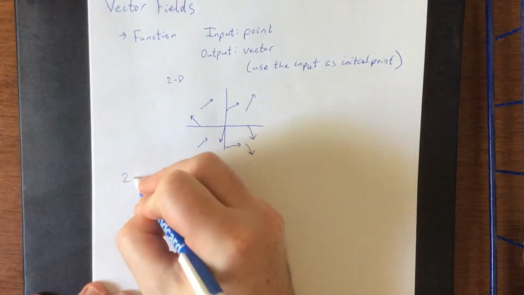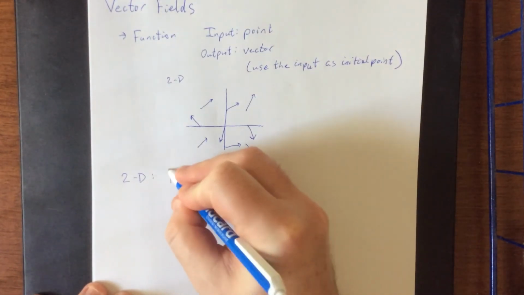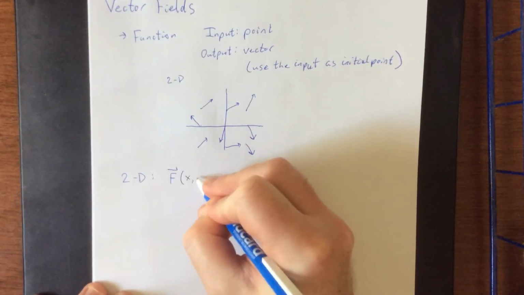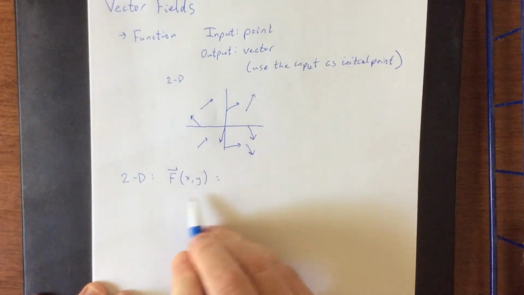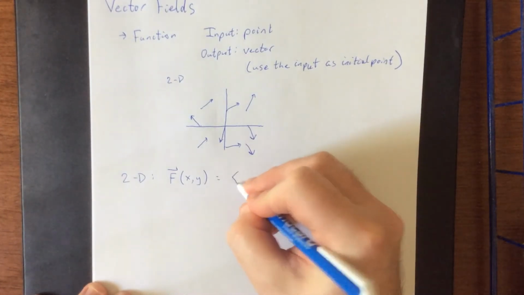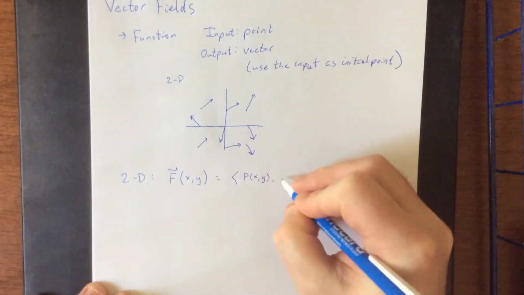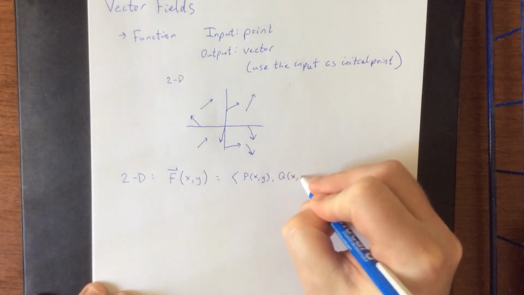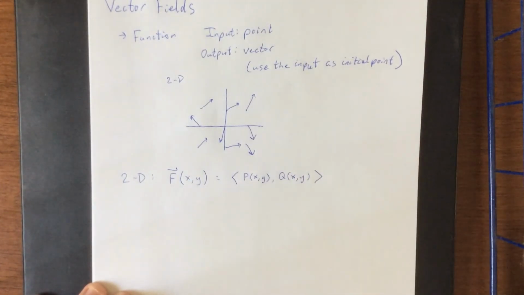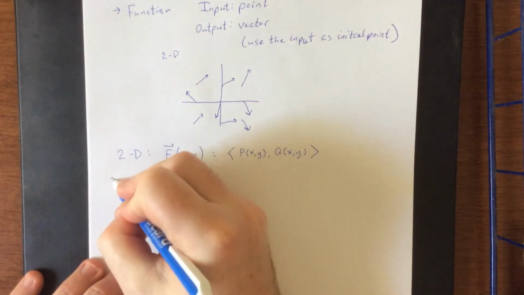Now, the way that a 2-dimensional vector field is going to look, we typically use capital F to represent a field. So the input is going to be a point, so in 2 dimensions that would be x and y. The typical notation that you'll see for this is that the 2 components of the vector will be functions as well. P and Q tend to show up pretty frequently as far as those are concerned.